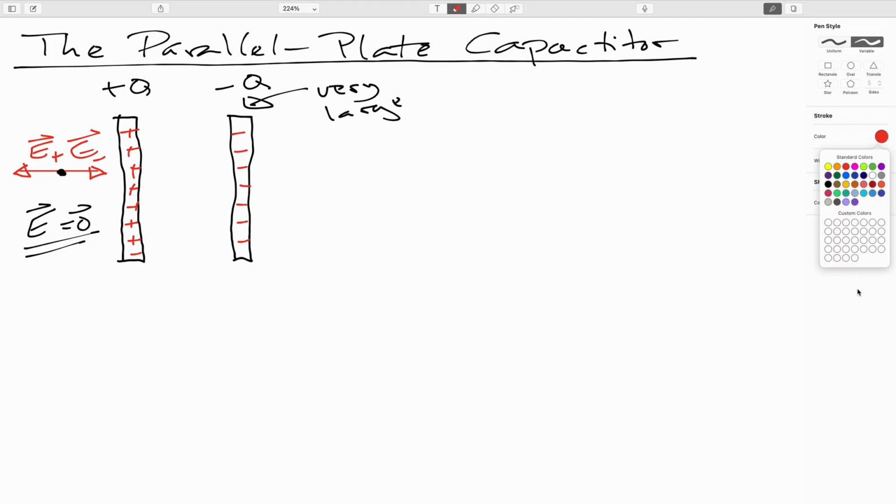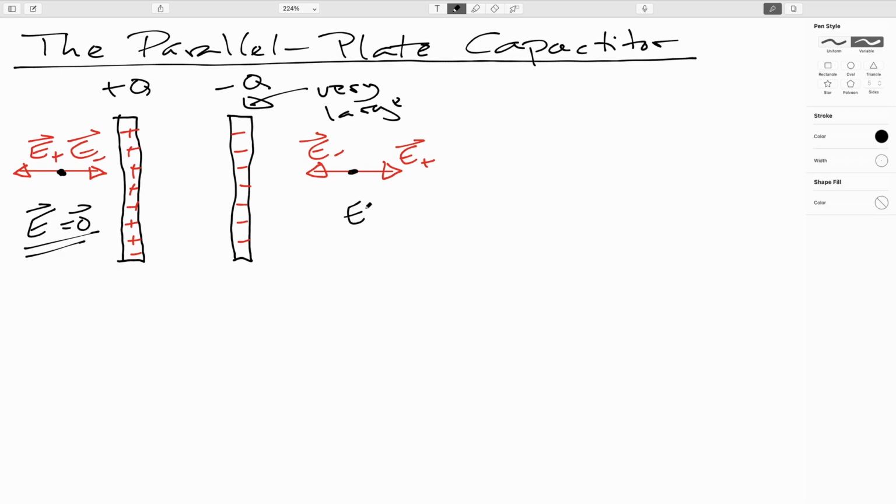And we can go take a look over here on the right. If I look at a corresponding point over here, by the same token, the contribution to the electric field from the positive plate and the negative plate will again be equal and opposite to each other. And they will cancel out to give us a contribution that's equal to 0 out in this region as well.